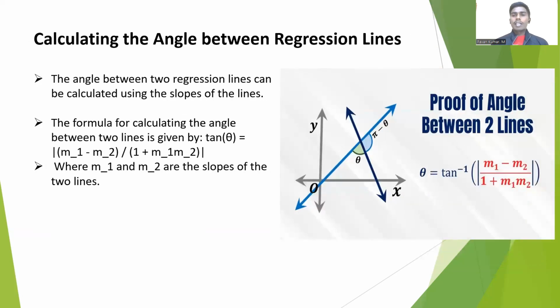Calculating the angle between regression lines. The angle between two regression lines can be calculated using the slopes of the lines. The formula for calculating the angle between the two lines is given by tan theta equals (m1 minus m2) divided by (1 plus m1 m2), where m1 and m2 are the slopes of the two lines. Theta equals tan inverse of (m1 minus m2) divided by (1 plus m1 m2).